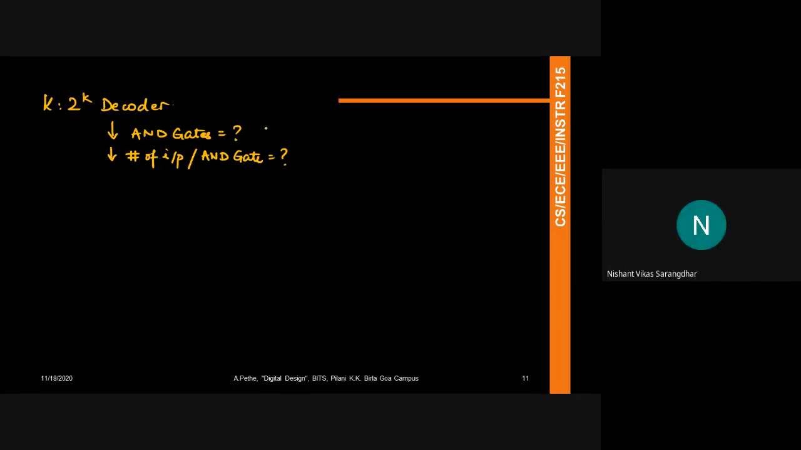2 raised to k AND gates, and each will have k inputs, right? So you see that, as I discussed previously, and why is this? Because every output of the decoder is a minterm. So basically, your AND gates are going to generate all the different minterms. If you think about k input lines, you'll have 2 to the power k minterms, right? So if you think about 2 bits, A0 and A1, then we essentially have 00, 01, 10, and 11, right? So 4 minterms, and all of them will be represented as a 2 input AND gate. The first 2 input AND gate will have A0 bar and A1 bar.